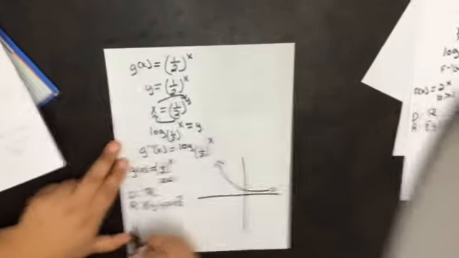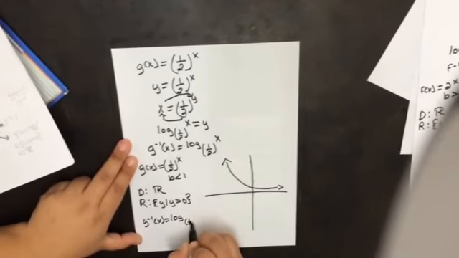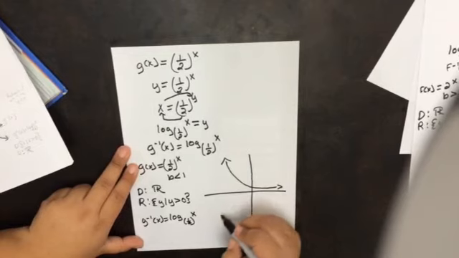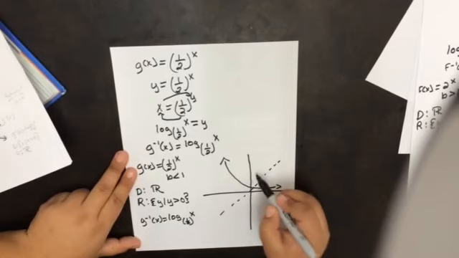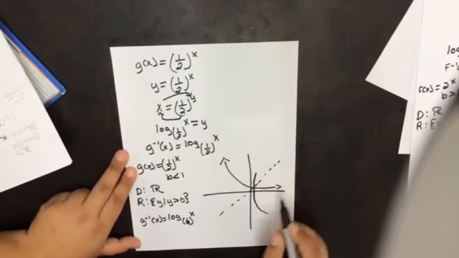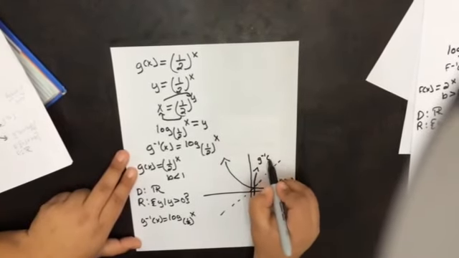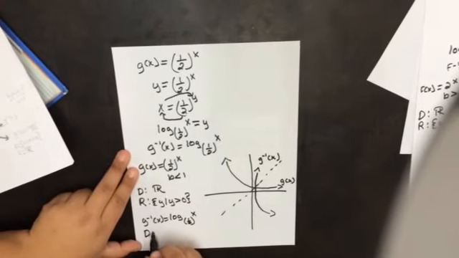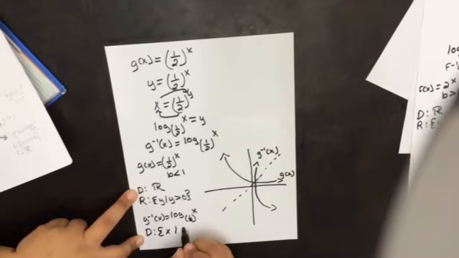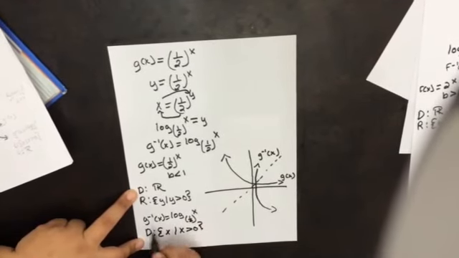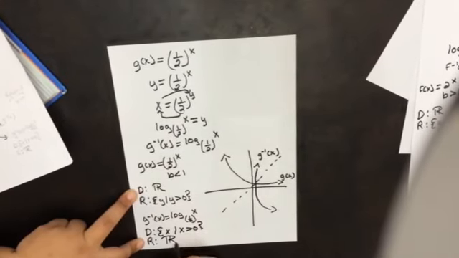Now if we're going to graph g inverse of x, which is log base 1/2 of x, it's going to be reflected on the line y equals x. So it's going to look something like this. This is g of x, and this is g inverse of x. So then the domain is going to be the range of g of x, which is for all x's such that x is greater than 0. And for the range, it's going to be the domain of g of x, which is all real numbers.